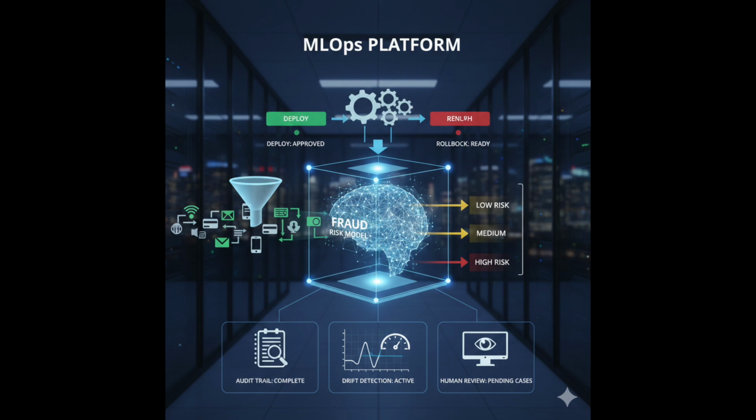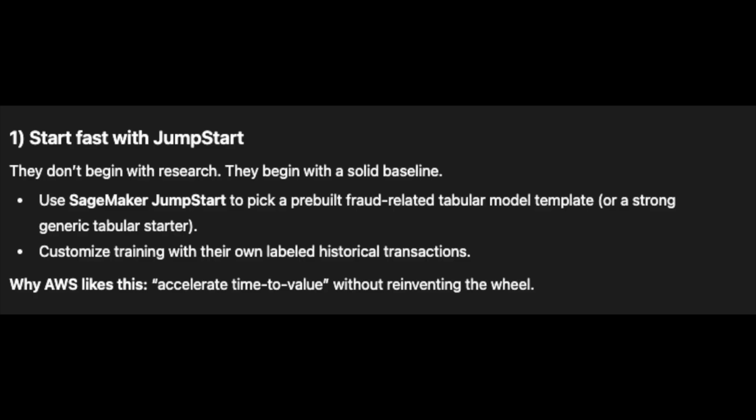Number 1, start fast with JumpStart. They don't begin with research. They begin with a solid baseline. Use SageMaker JumpStart to pick a pre-built fraud-related tabular model template or a strong generic tabular starter. Customize training with their own labeled historical transactions. Why AWS likes this: accelerate time to value without reinventing the wheel.